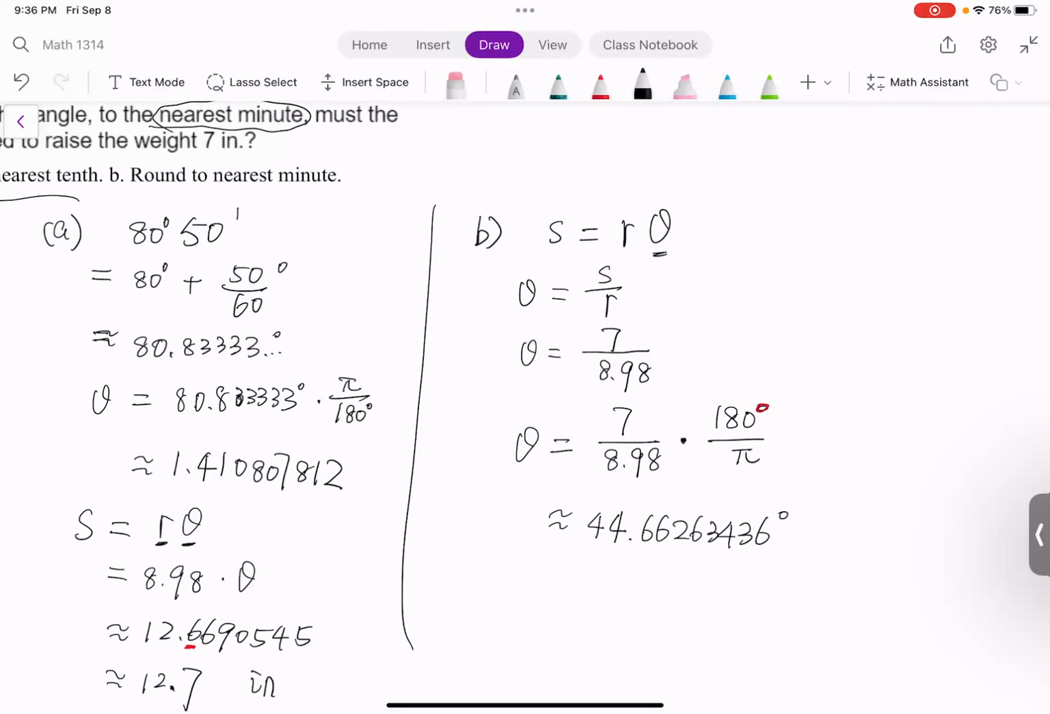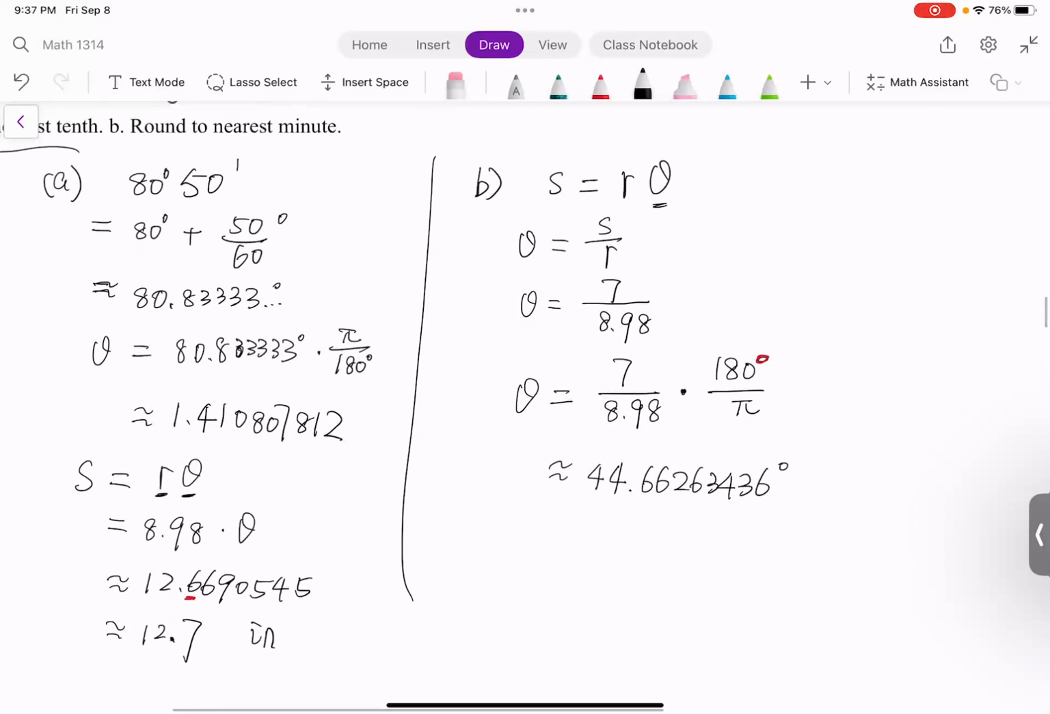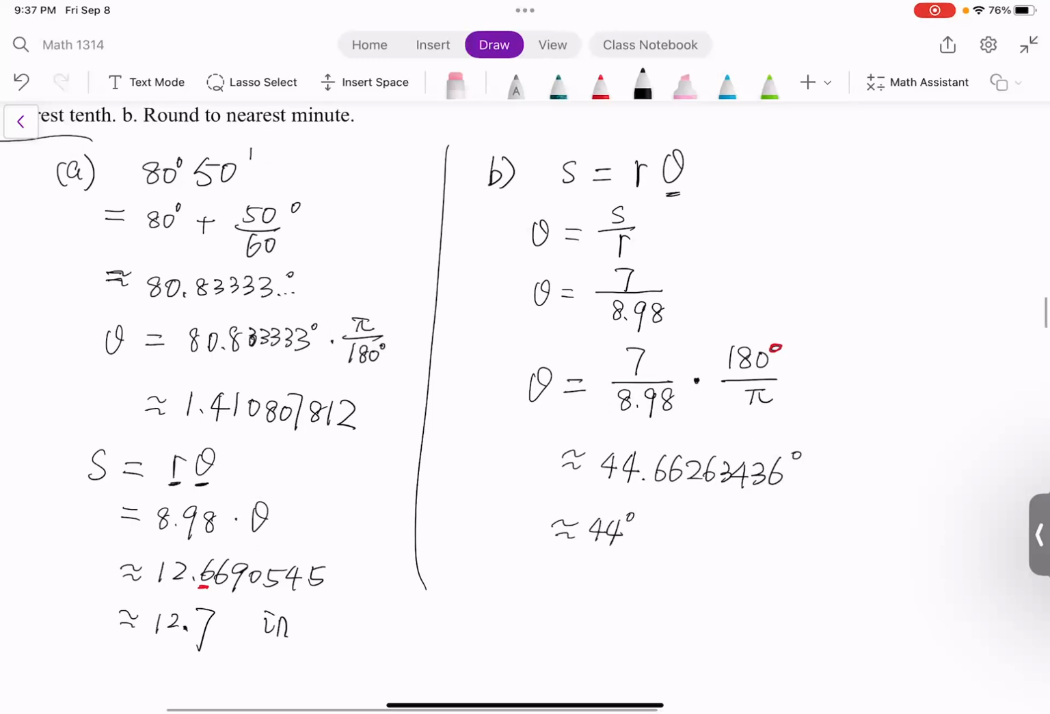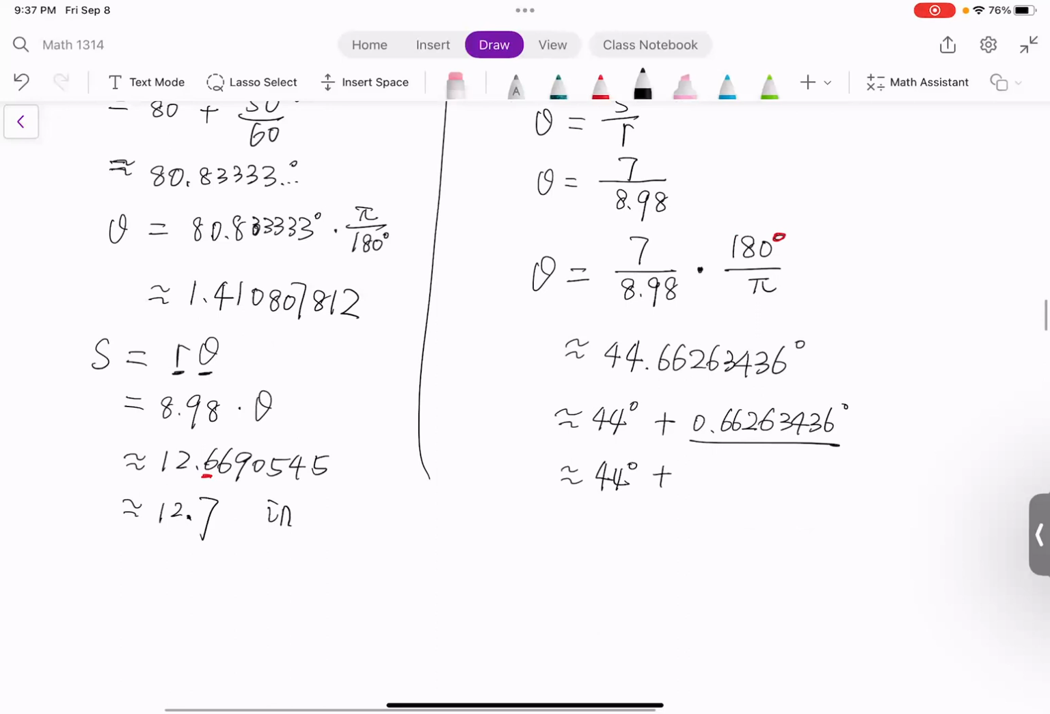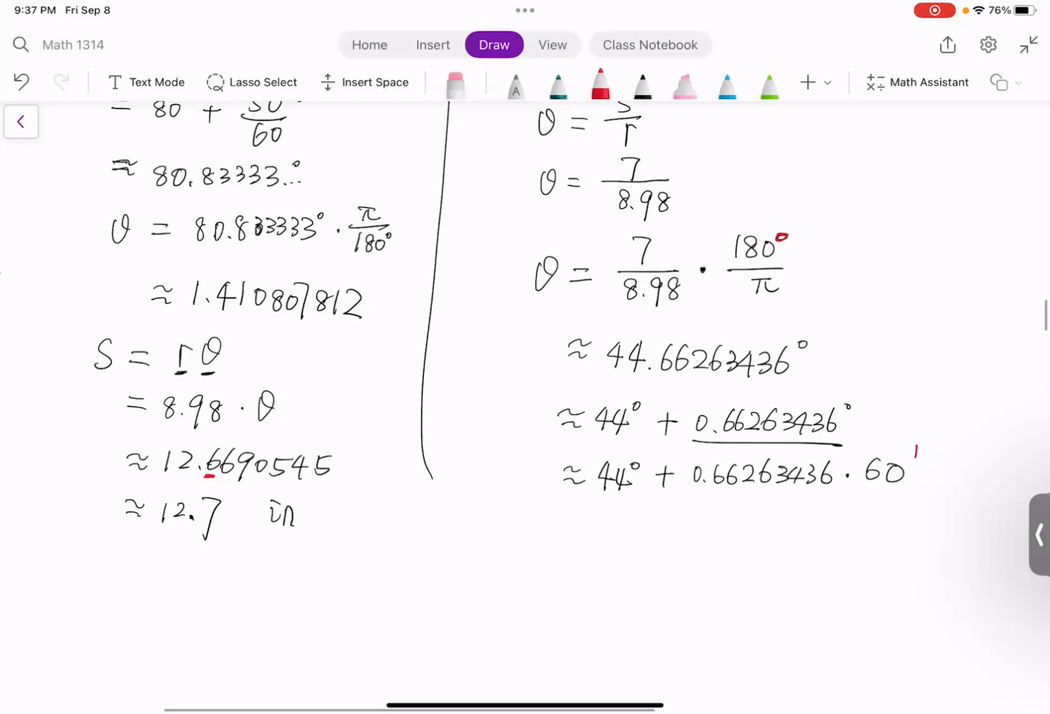That means they accept the degree mode, but they also accept the DMS, degree, minute, and didn't mention the second, just the degree and minutes. So I need to separate the degree 44 and the decimal part 0.66263436 degrees, and convert this one to the minutes. So 44 degrees plus all of this, copy them again, multiply by what? 60. Then I convert the degree to minutes. So that's 44. Oh, sorry. 44 plus what?